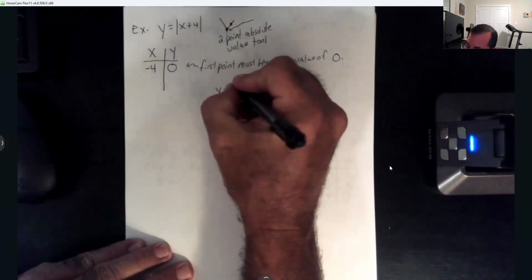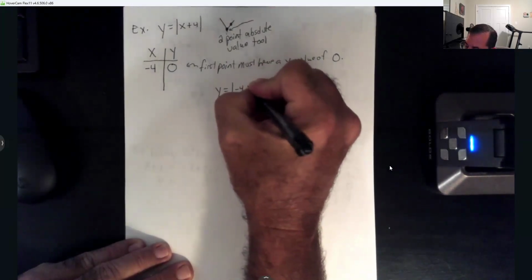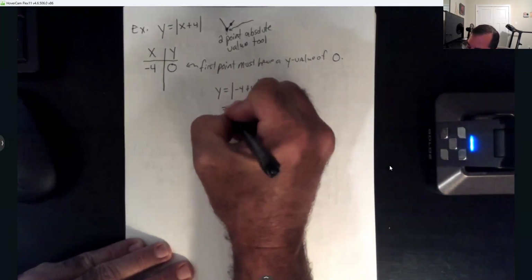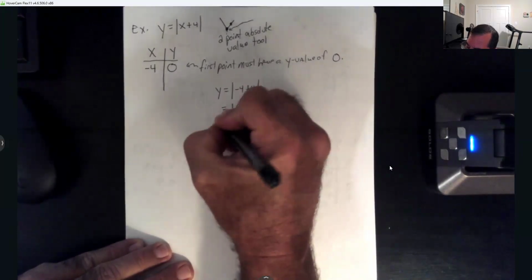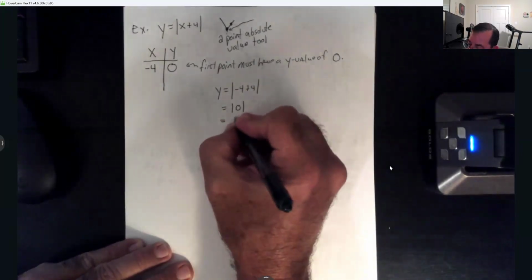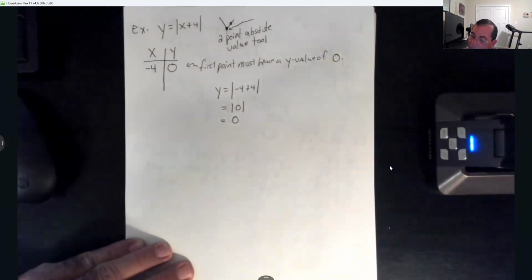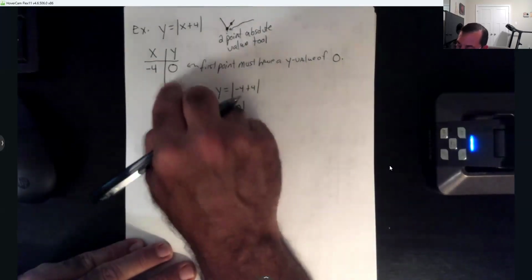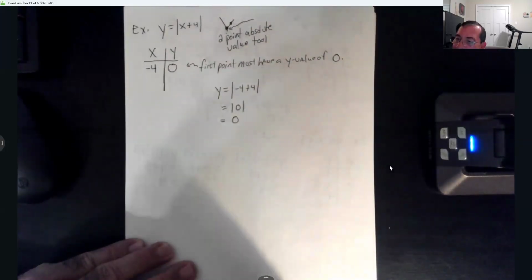So if you went over here and put in -4 plus 4, you'll get absolute value of 0. And the absolute value of 0 is 0. So this one, you sort of got to get the first point by focusing on the Y value first, okay?